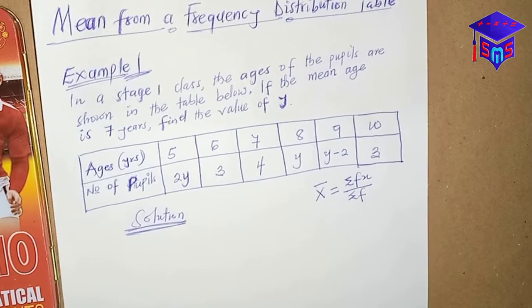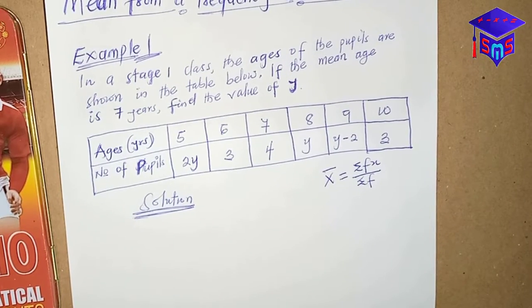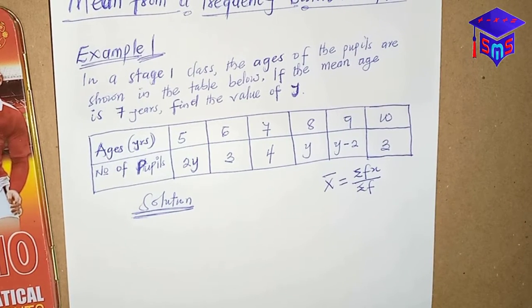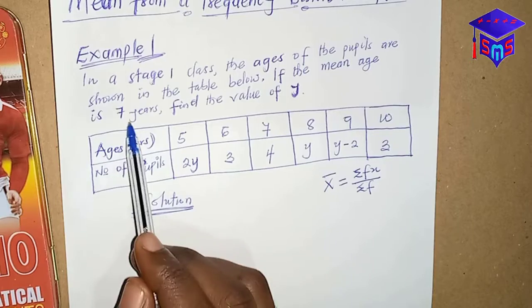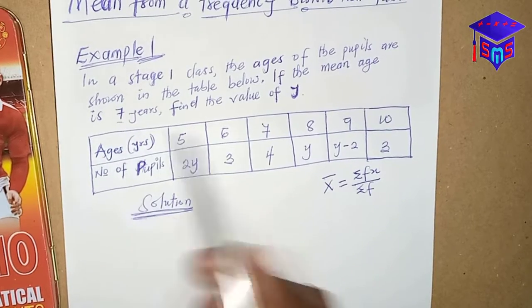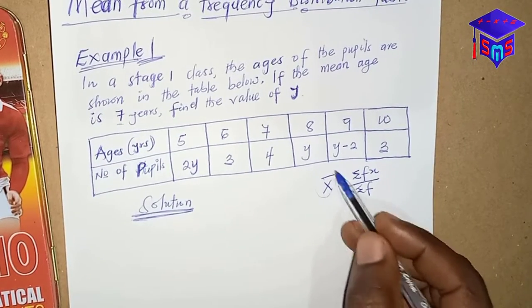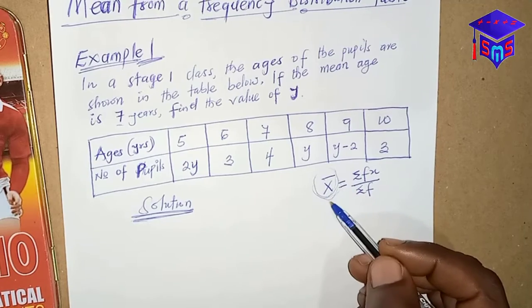Now in this question, we have been told that in the stage 1 class, the ages of the people are shown in the table below. Now if the mean age is 7 years, we are supposed to find the value of what? Y. You're supposed to find the value of y. Now we have been given the mean age. What it means is that the x bar over here has been given in the question.